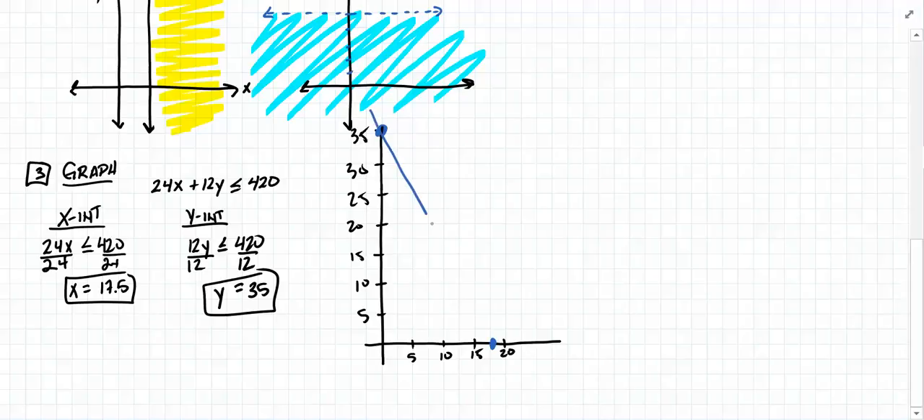And then I want everything that's to the left of this line right here. Okay, so we're going to make sure that we did this correct.